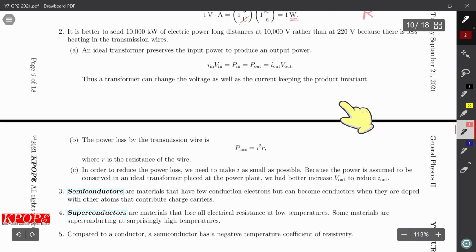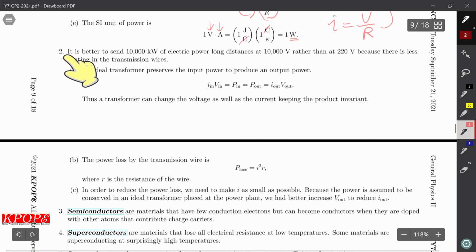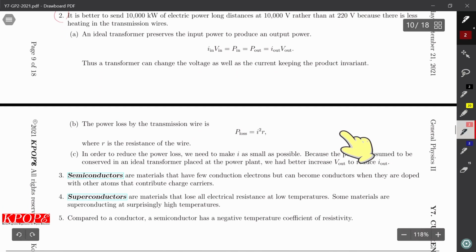This is an interesting explanation of why we use a very high potential when we send the electricity from the power plant to our home.